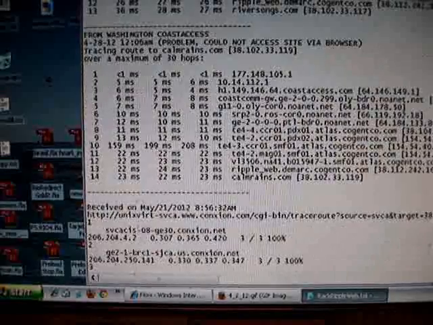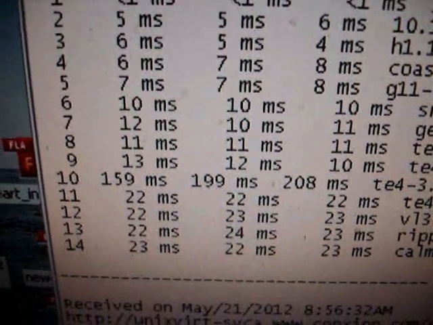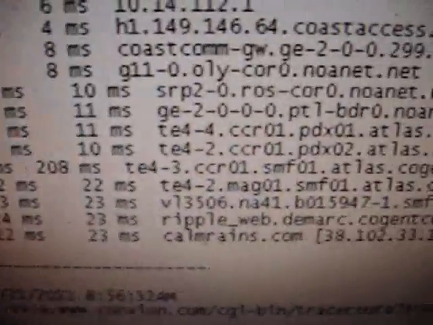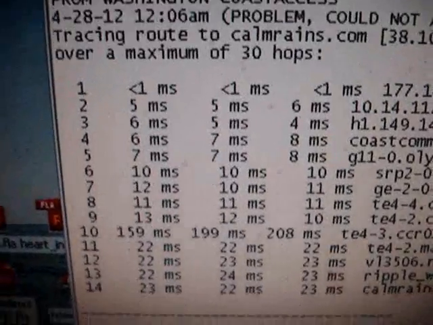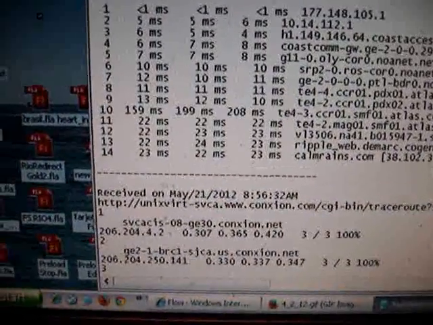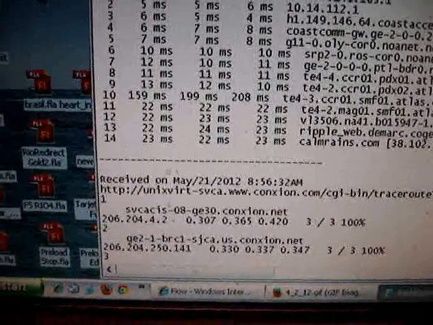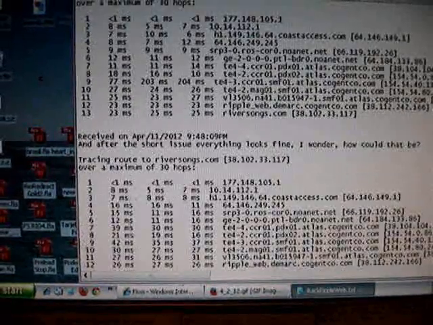So here I am again from Washington, from April 28th. Okay, having another problem. Where is it? Hop 10, looks like to me. Cogentco again. Nowhere else is there any problem. Again, this is from Washington State. Alright, it's not Cox. It's not CenturyLink. It's Coast Access. So, completely different place.